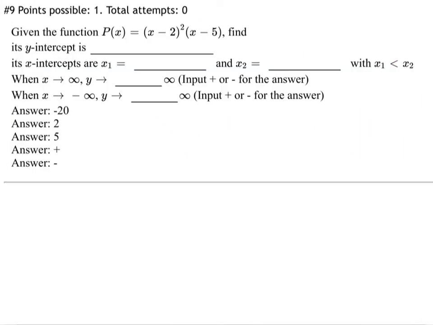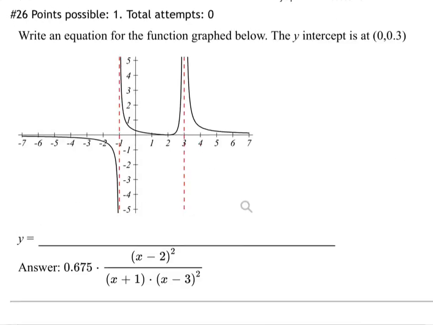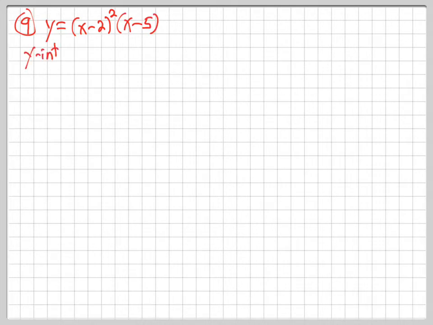Number 9. Given that function, find the y-intercept. So how do we find a y-intercept? I think I'm going to go where I got some room here. Let's go back here for number 9. We've got, I'm going to just go y equals, the function is just y, (x minus 2) squared times (x minus 5). And we want to find the y-intercept.